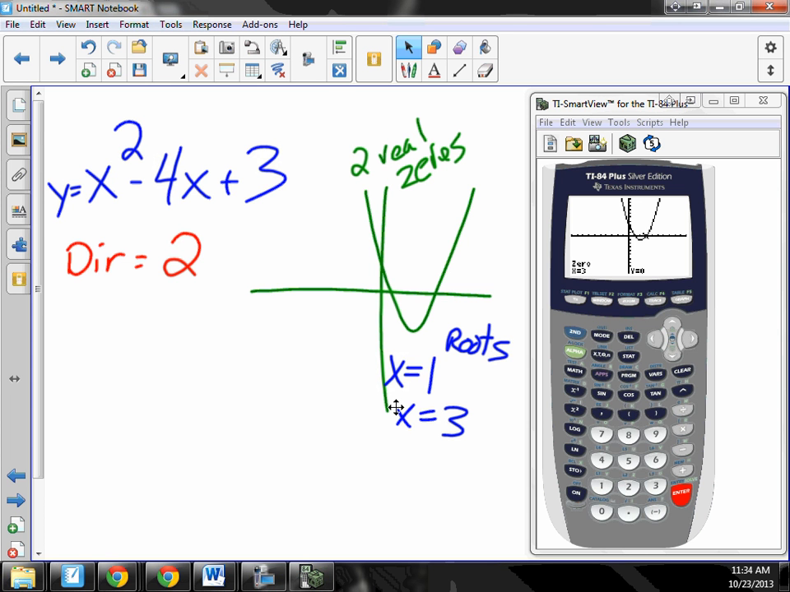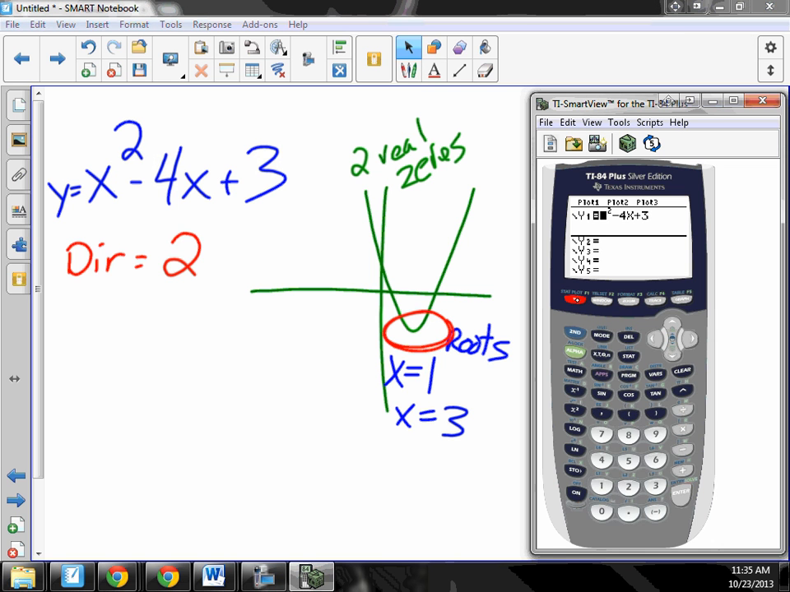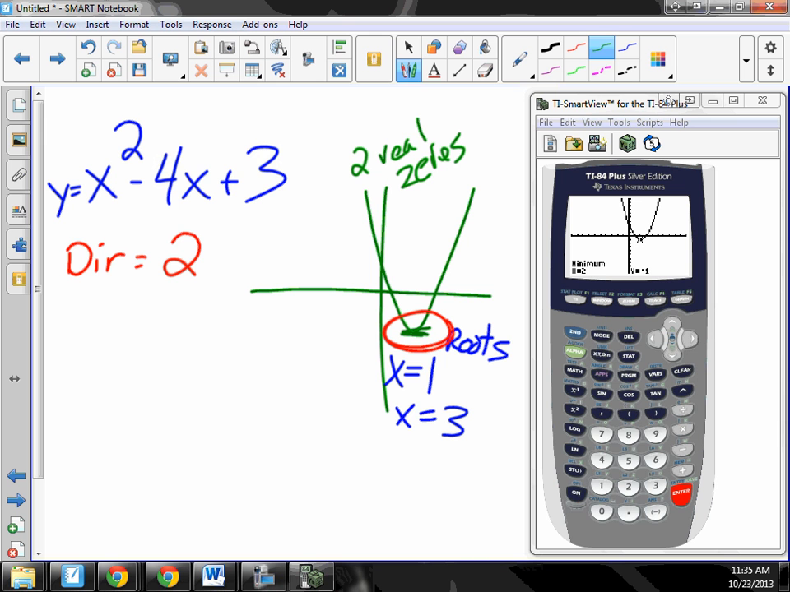The next thing says approximate the relative minima and relative maxima to the nearest tenth. So I want to know what is the y value at the bottom of that graph. So I'm going to go into second calc. Number 3 is minimum. And it looks like it happens at x equals 2. So my left bound will be 1, my right bound will be 3, and my guess will be 2. And it says 2 comma negative 1. And the minimum is the bottom of that. So the answer is y equals negative 1. And that's a minimum.